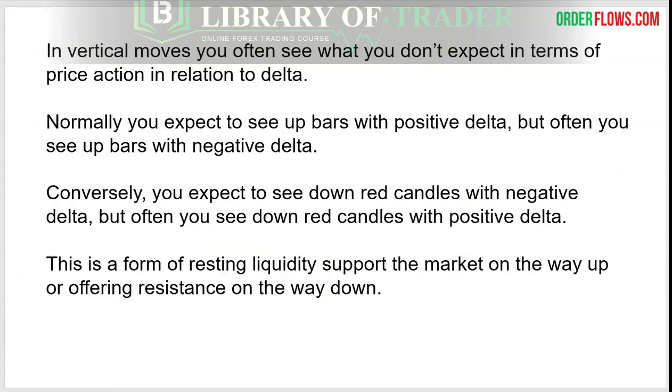So in vertical moves, you often see what you don't expect in terms of price action in relation to delta, right? Normally you expect to see up bars with positive delta, but often you see up bars with negative delta. Conversely, you expect to see down red candles with negative delta, but often you see down red candles with positive delta. This is a form of resting liquidity, right? Support the market on the way up or offering resistance on the way down. Resting liquidity is support on the way up, or resting liquidity is resistance on the way down.